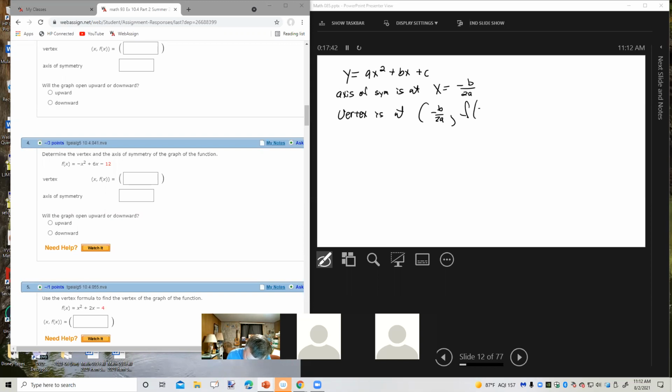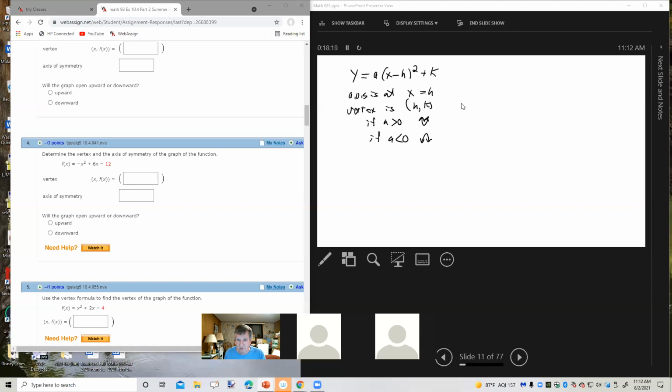And then f of negative b over 2a. What does that mean? In other words, we find negative b over 2a. That's the x value of the vertex. We plug that back into the function to find the corresponding y value of the vertex. And if you're still a little confused, don't panic. We will be going over that today considerably. Still, if a is greater than 0, the parabola opens upward. If a is less than 0, the parabola opens downward. This a is going to be the exact same a as in the other form. Okay? All right.